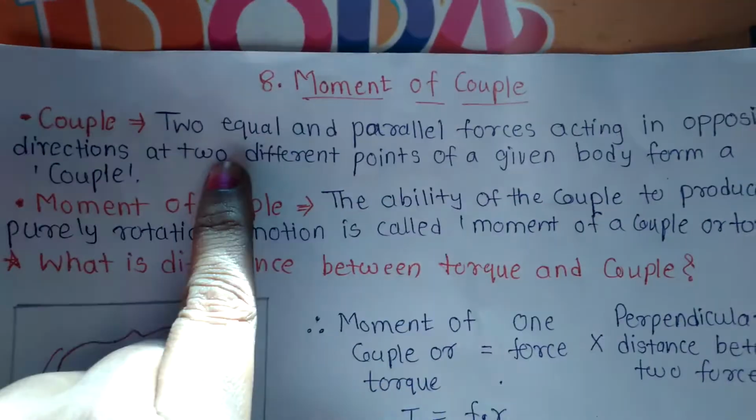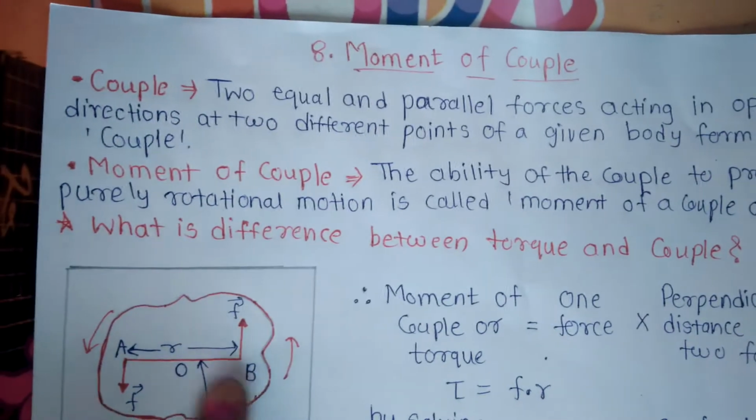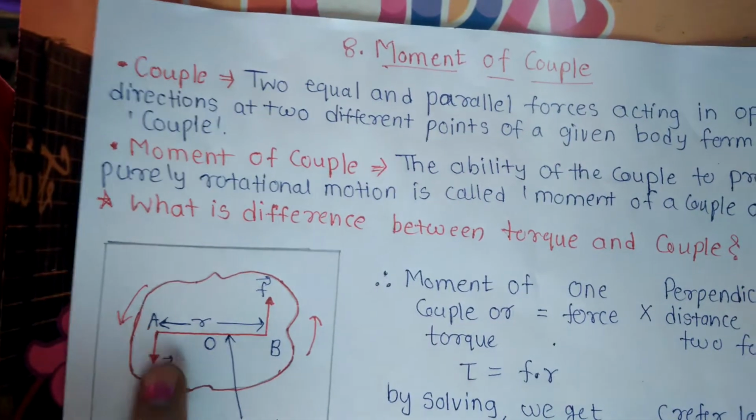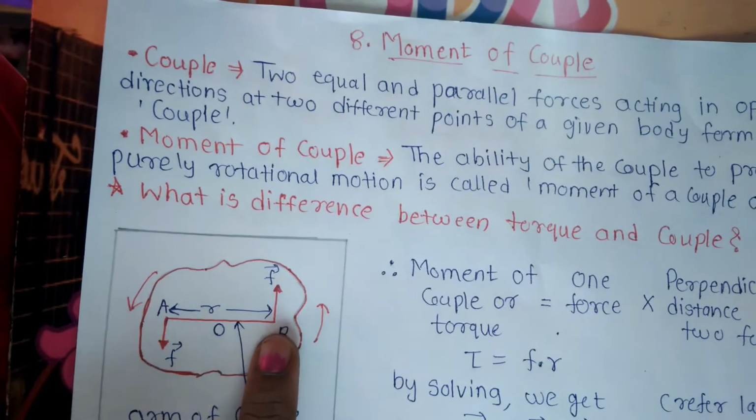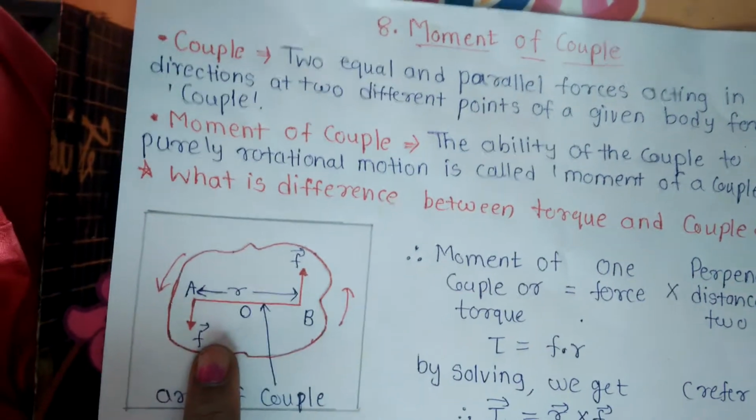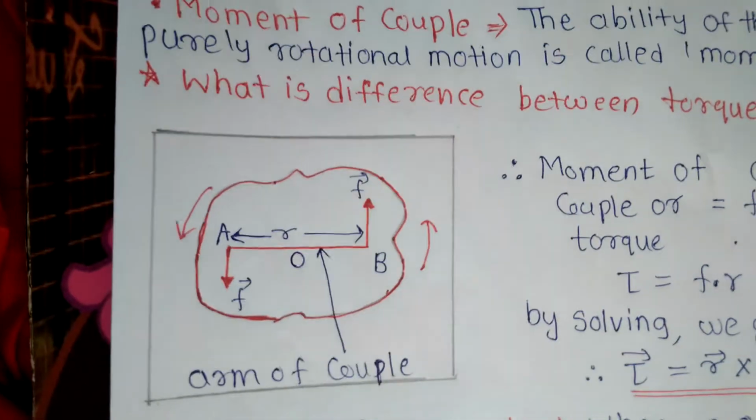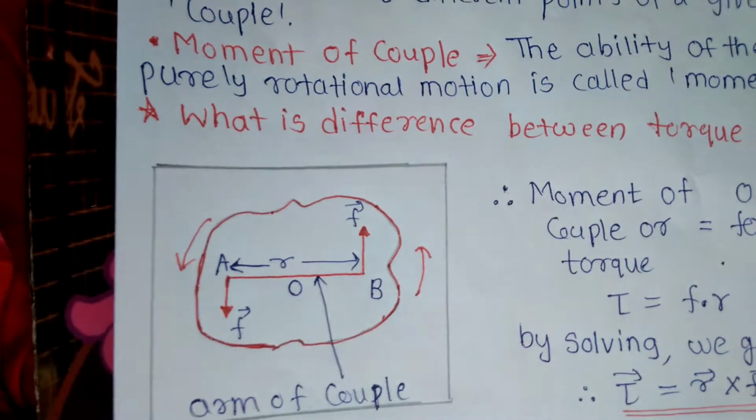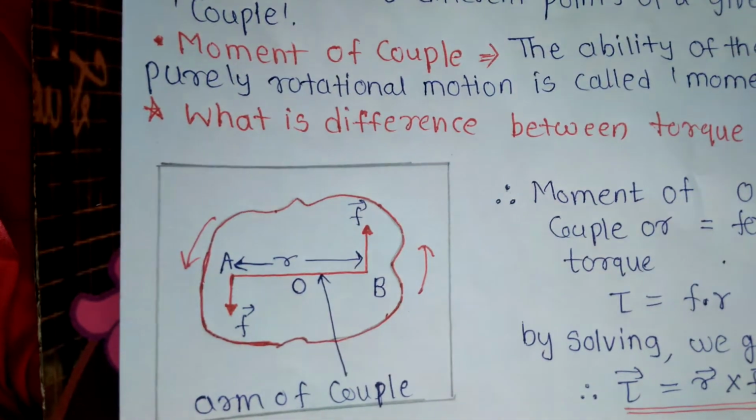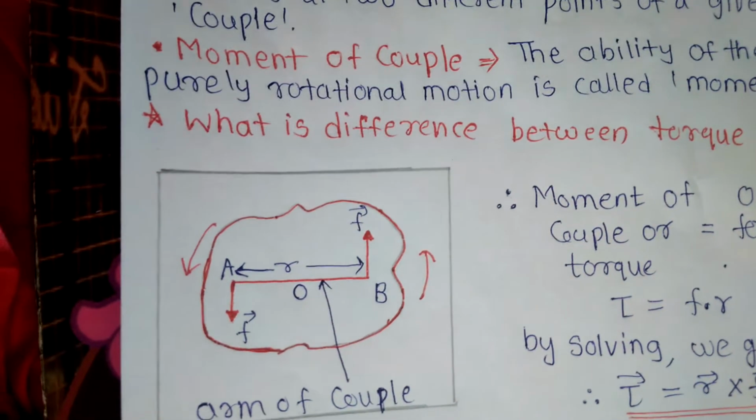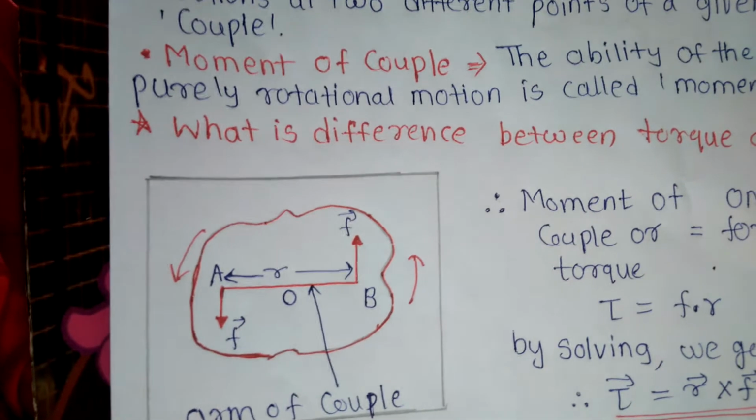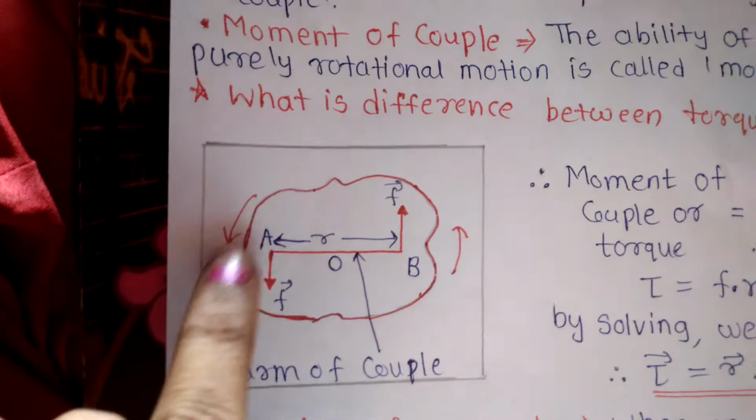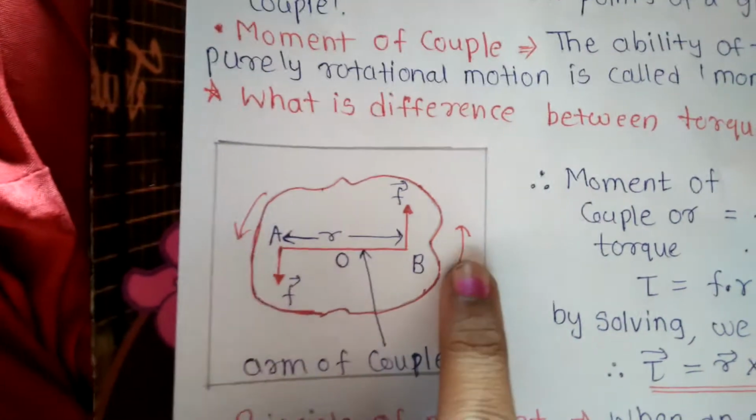In the above sentence, two equal and parallel forces acting in opposite directions at two different points, point A and point B, form a couple. Or also we can say that a couple is two equal forces which act in opposite directions on an object but not through the same point, so they produce a turning effect or rotational effect. This arrow shows the rotational effect.